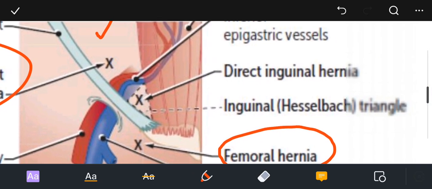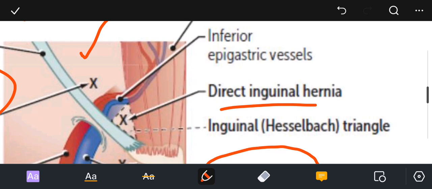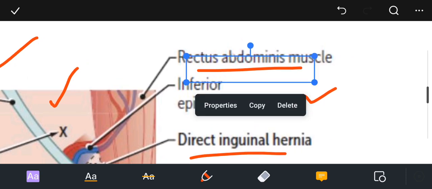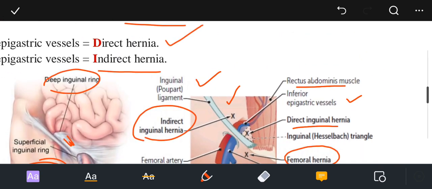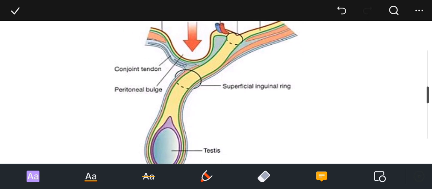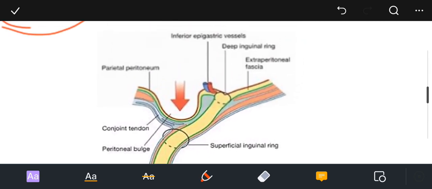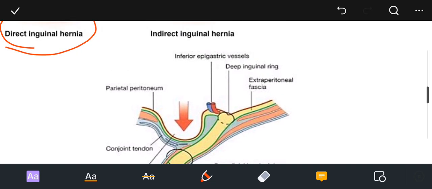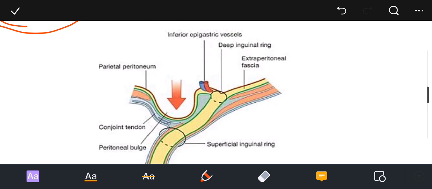Then we have the direct inguinal hernia coming in the Hesselbach triangle. The inferior epigastric vessels are forming the lateral wall, and the rectus abdominis muscle is forming the medial wall, and this is harboring the direct inguinal hernia inside it. Then moving forward, this is again a schematic diagram of what type of hernia. I guess they are depicting a direct inguinal hernia. So they are saying that yes, this is a direct inguinal hernia.